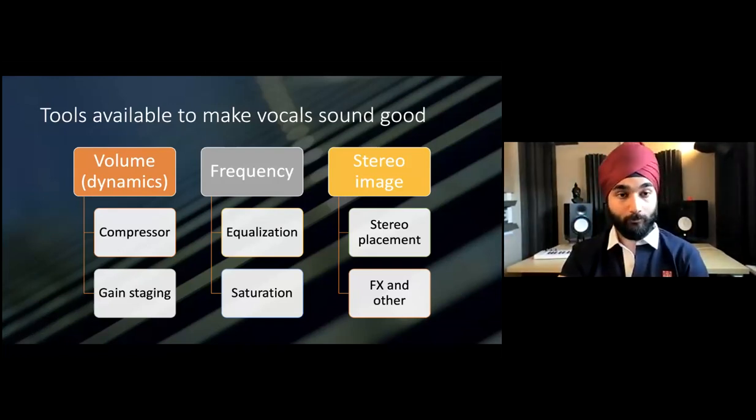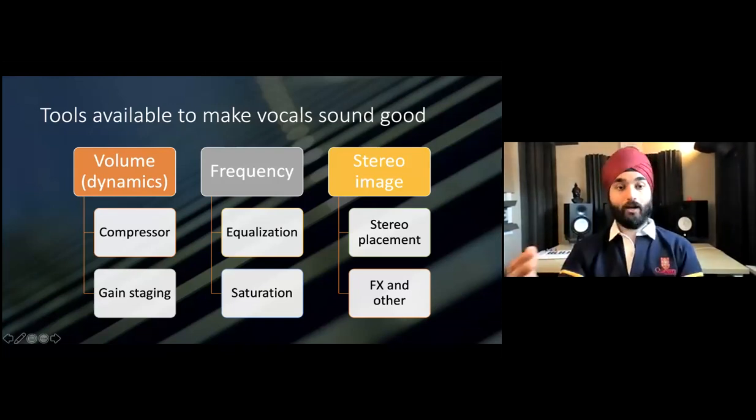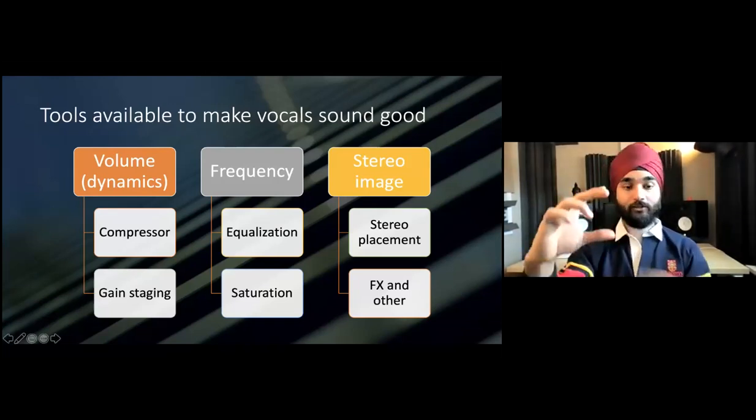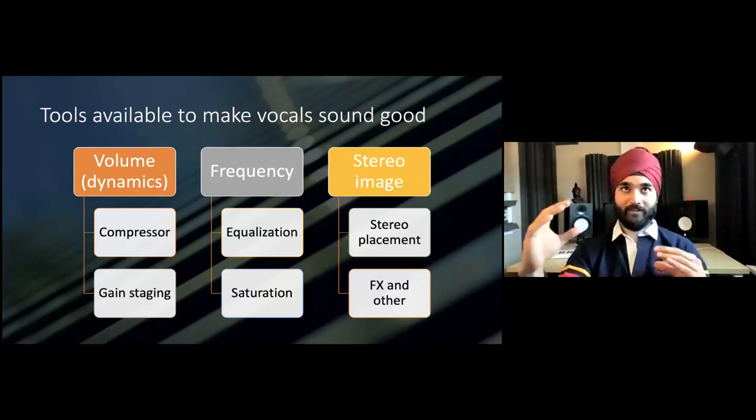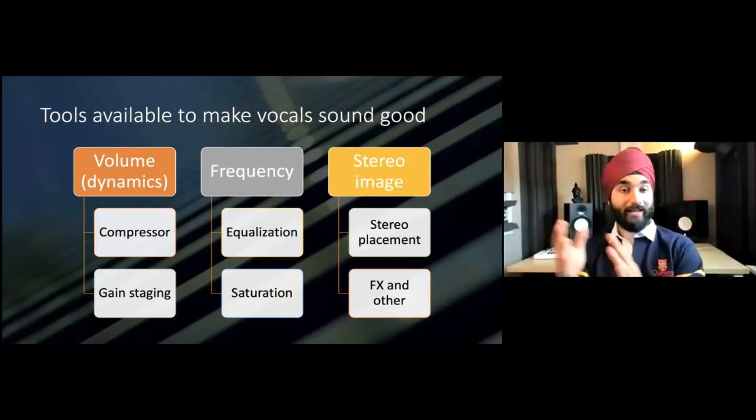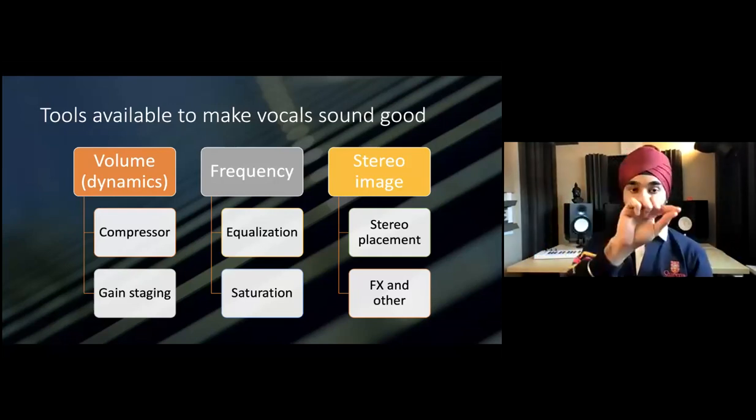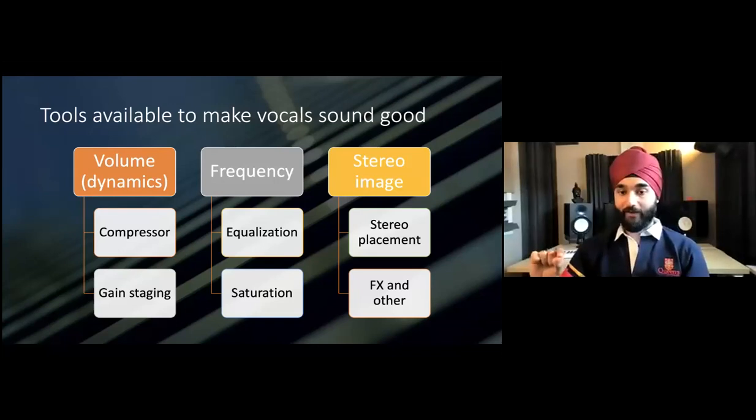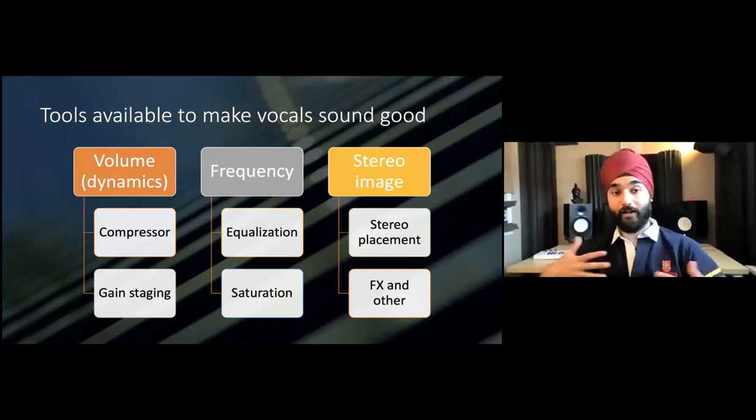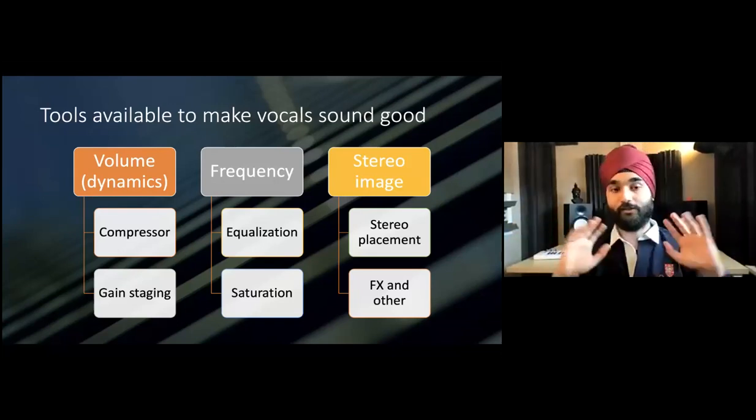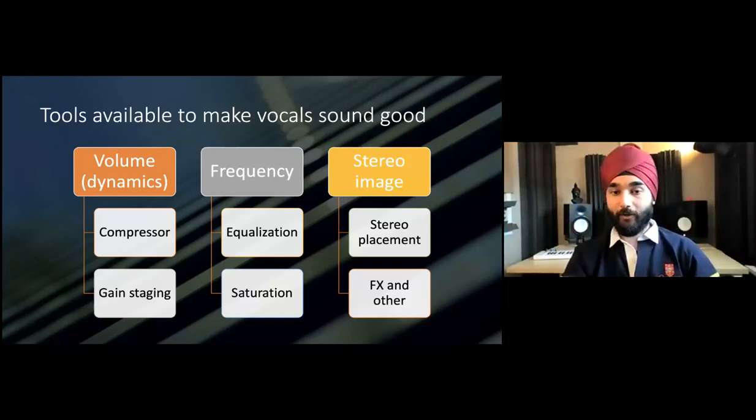So under volume, we've got dynamic processing, which is a compressor or gain staging. At a high level, that's really all you have. I'll go into detail on these in a second. In the frequency area, again at a high level, the few tools you have are equalization and saturation. I'll talk about those in a second as well. And in stereo image, what you've got is stereo placement. Where are you putting things? And then some other effects like reverb, delay, Haas effect, flangers. There's a ton of creative stuff you can do that we'll get into in a second.